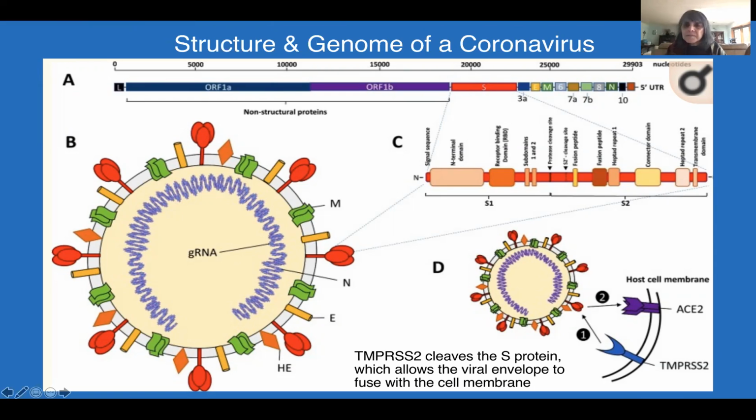Here's the virus, and it binds on the host cell membrane to a protein called ACE2. And it turns out that this needs the cooperativity of an enzyme, a protease, that cleaves the S protein and helps open up the binding site by which it binds to ACE2. So it's not sufficient for a host cell to express ACE2. It also has to have this protease for the virus to infect.